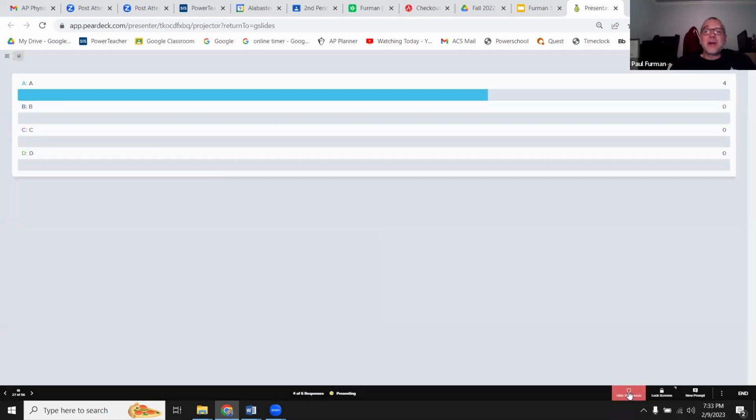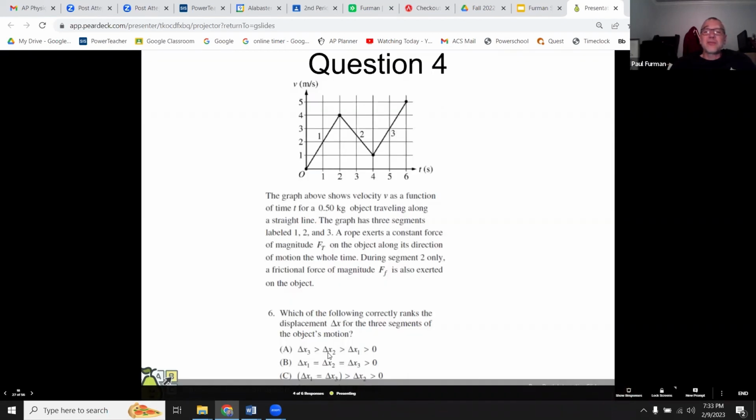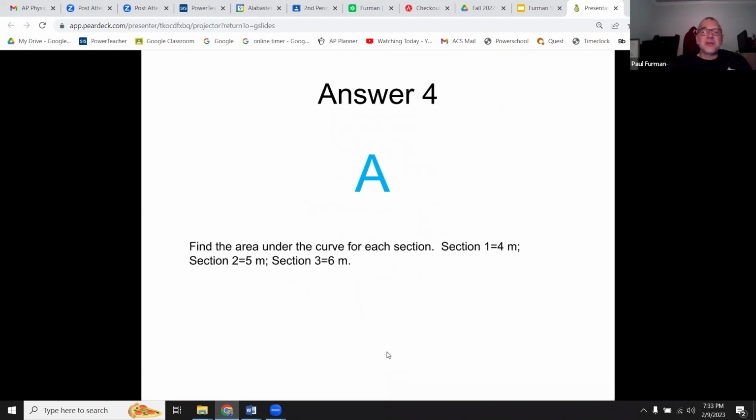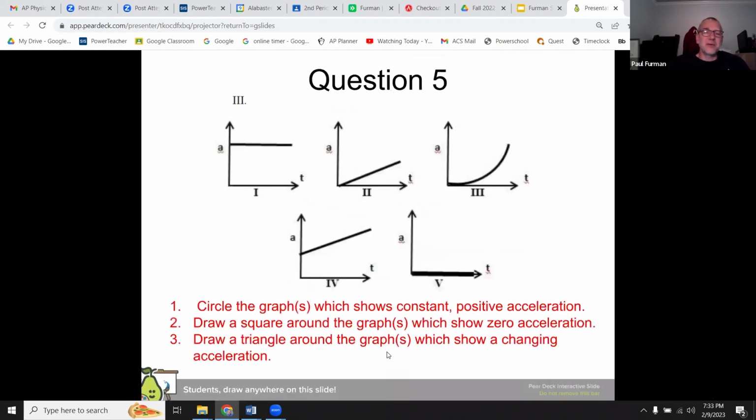And everybody answered A. 3 is greater than 2, greater than 1. That is exactly correct. So it's find the area under the curve for each section: 4 meters, 5 meters, 6 meters for segments 1, 2, and 3. You don't even have to calculate the area. You can just visually inspect it and see how they differ.